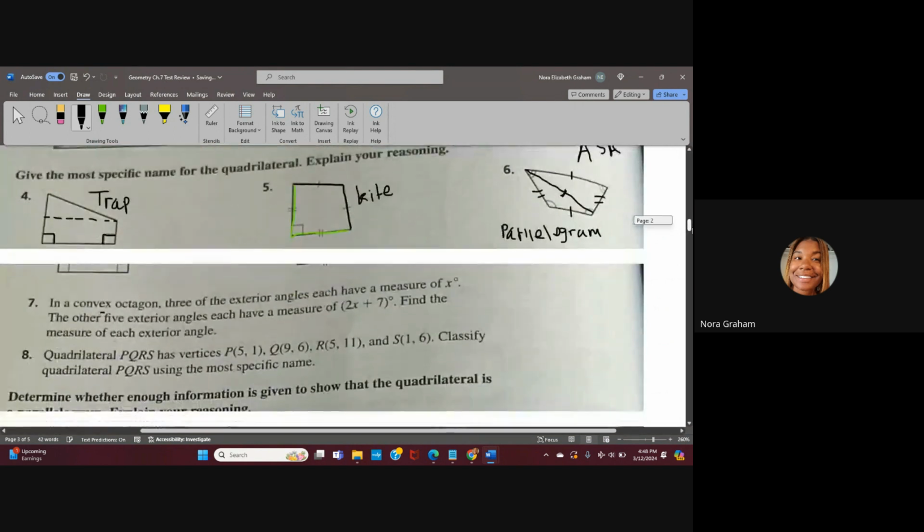All right, so let's go on to 7 and 8. So 7 is a convex octagon. Okay, I'm going to explain what that is in a second. In a convex octagon, 3 of the exterior angles each have a measure of x. Always annotate what they're giving you, okay? That's important. The other 5 exterior angles have a measure of 2x plus 7. They want us to find the measure of each interior angle. So we're finding the measure of each angle, right?